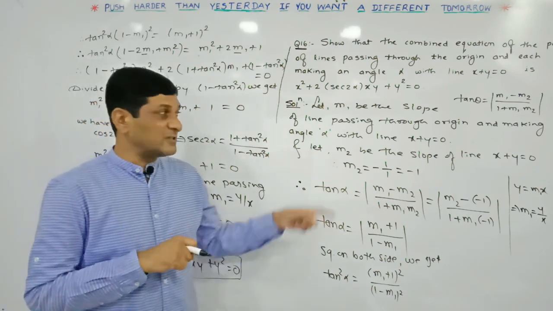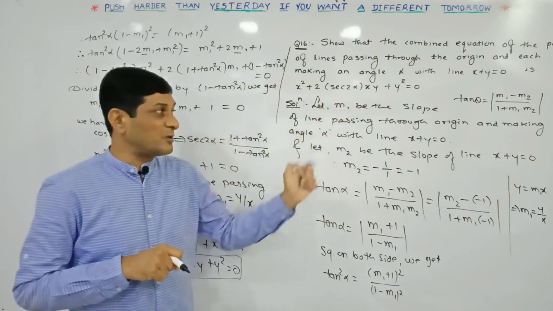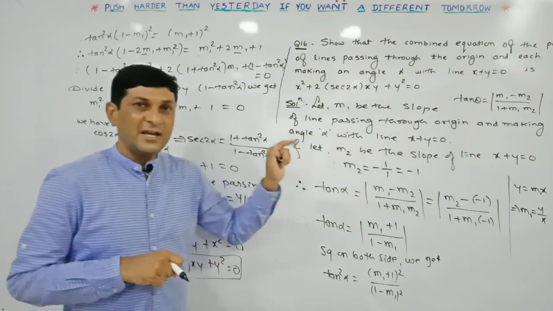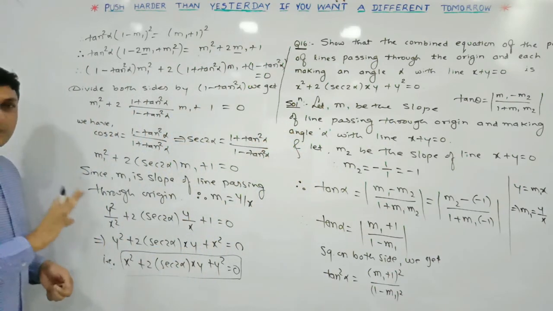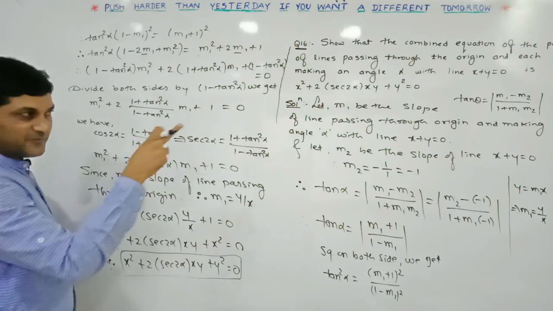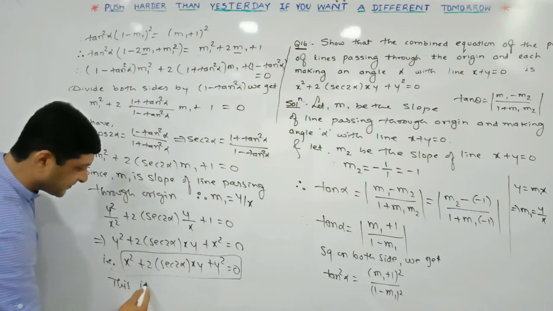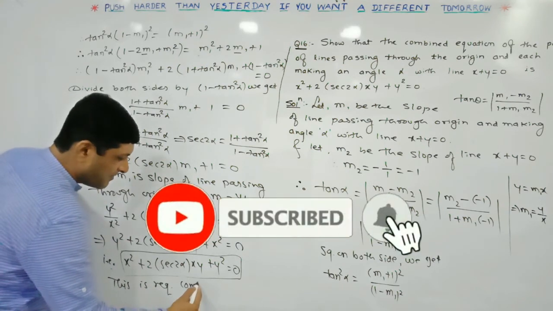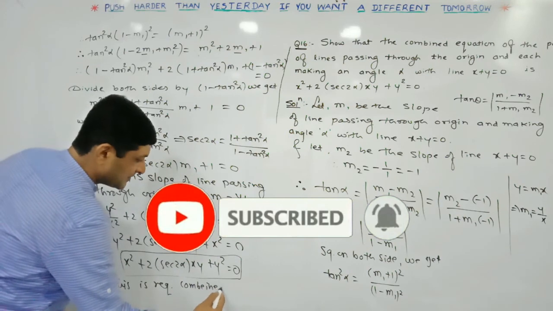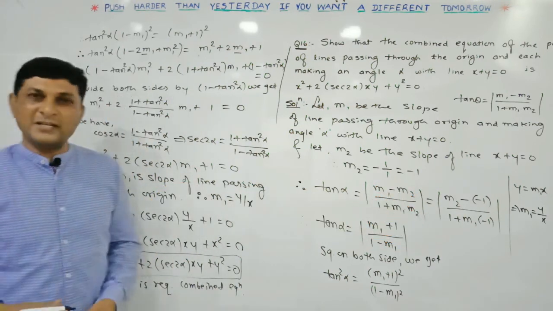Why do the lines pass through the origin? Because m1 is the slope of the line passing through the origin and makes how much angle? Alpha with this line, and this equation is the combined equation of such lines which pass through the origin and make angle alpha with the given line. So this is the required combined equation. In this way we have got our required combined equation.